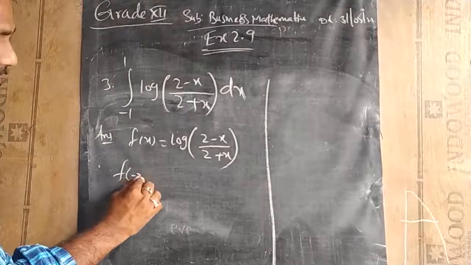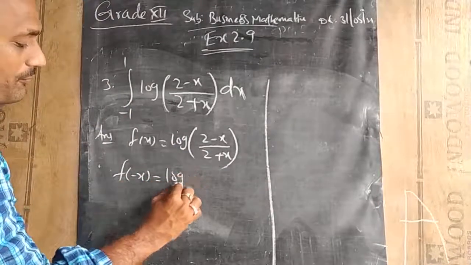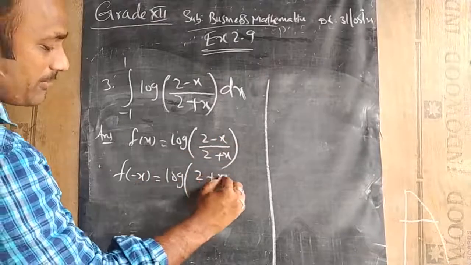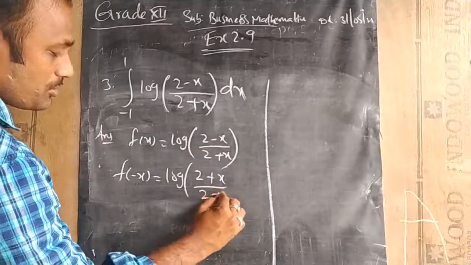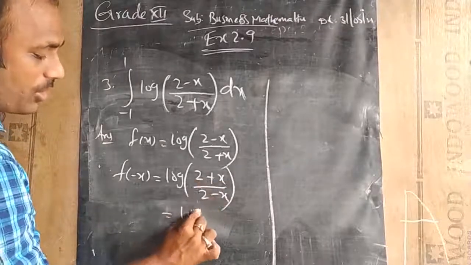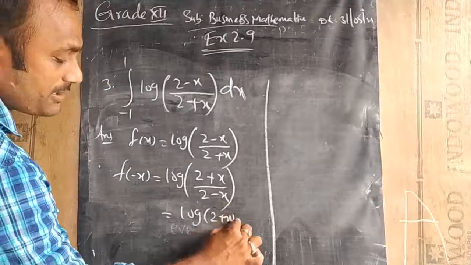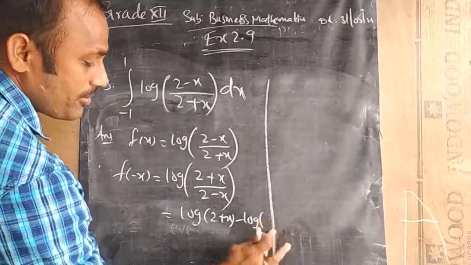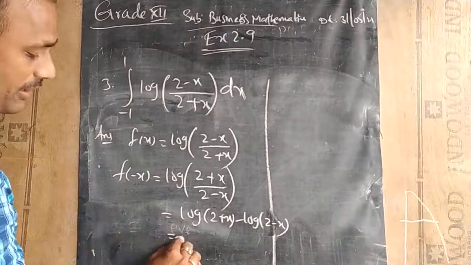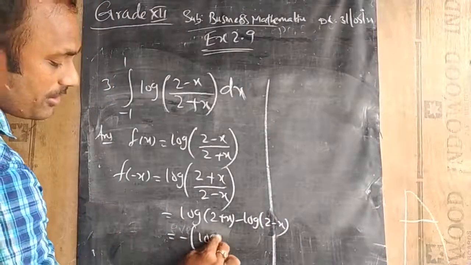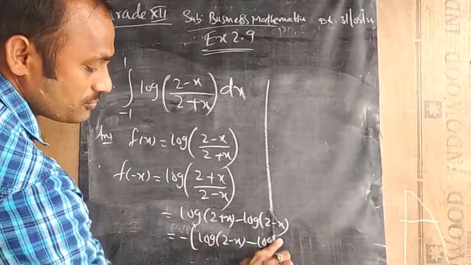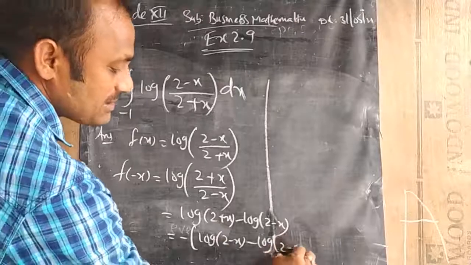So first let us find f of minus x, that is log of (2 minus into minus x, which becomes plus x) by (2 minus x). So log a by b can be written as log a minus log b. It is log of 2 minus x. So here if I take minus common, what will it become? Log of 2 minus x minus log of 2 plus x.